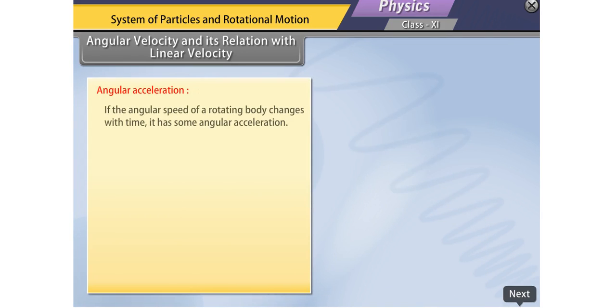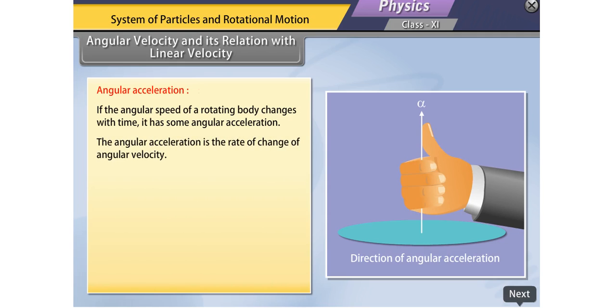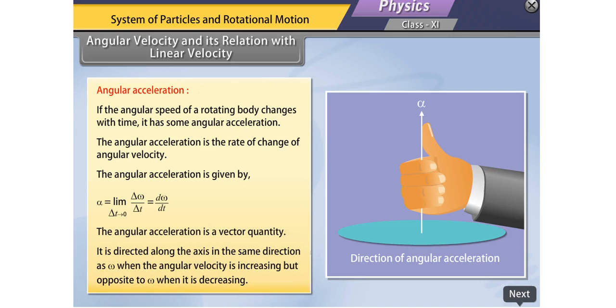Angular acceleration. If the angular speed of a rotating body changes with time, it has some angular acceleration. The angular acceleration is the rate of change of angular velocity. The angular acceleration is given by alpha, which is equal to limit delta t tends to 0 of delta omega upon delta t, which is equal to d omega by dt. The angular acceleration is a vector quantity. It is directed along the axis in the same direction as omega when the angular velocity is increasing but opposite to omega when it is decreasing.